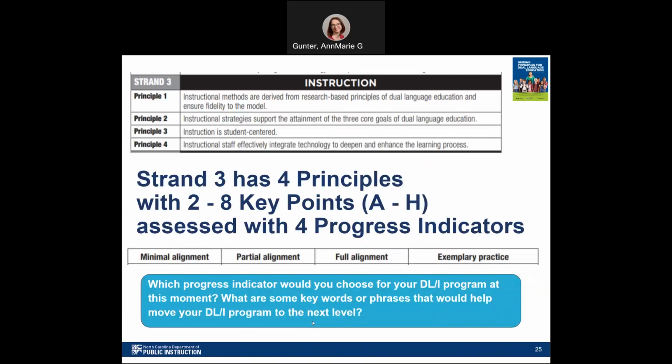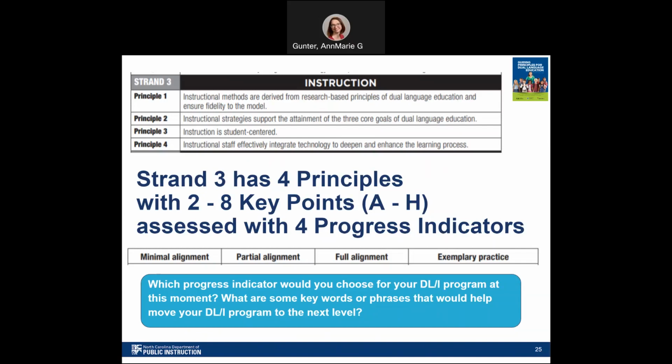All right, as we go through this will be an opportunity for you to look at Strand 3 as a strand, but also each principle and the key points, and then assess those with 4 progress indicators. You see here how they're arranged: minimal alignment, partial alignment, full alignment, exemplary practice. And the questions you see in the blue box towards the bottom are the questions you're going to be reflecting on and answering for yourself as you do this section of the asynchronous workshop.